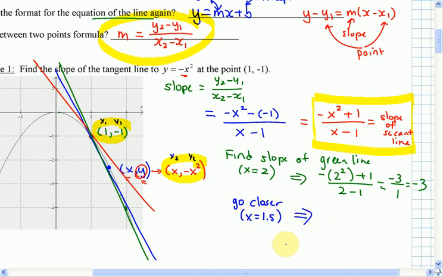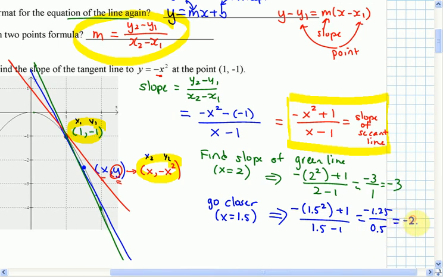So once again, I'm going to now take this value of 1.5 and stick it into the slope formula. And let's go ahead and calculate this. Oh no. What's 1.5 squared? 2.25. -2.25 plus 1, -1.25, is it? And then divide by 0.5, so that's times by 2. Oh yeah. Okay? Now, ladies and gentlemen, I'm going to ask you to write this down now. Okay? Write down these two.